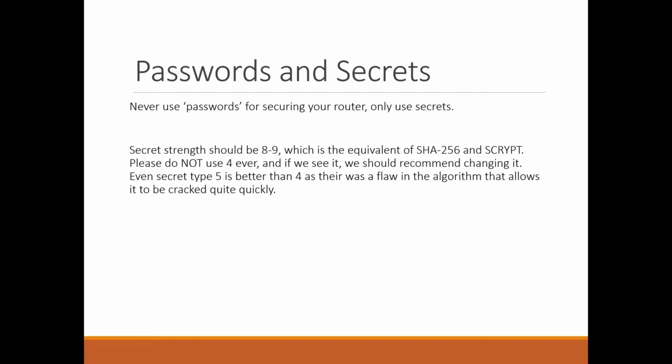If you're running anything recent in your IOS, you can probably use 8 or 9. 8 maps to a SHA-256, and 9 maps to scrypt encryption. So either 8 or 9 will work very well for a good, strong, unbreakable or mostly unbreakable secret. Effectively, if you're using an 8 or a 9, there's nothing that can reasonably crack that quickly.